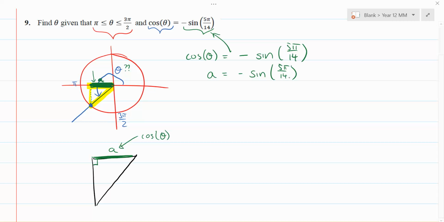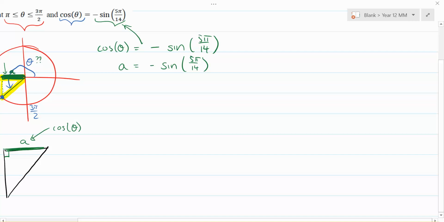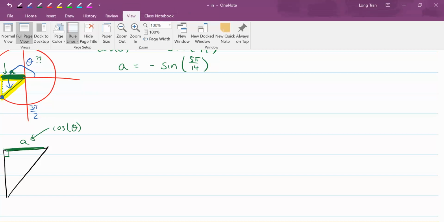The problem is, in terms of exact values, I don't know what sine of 5 pi on 14 is, and you don't really need to know. You just need to know the positioning, because remember, the goal wasn't to find A, the goal was to find theta. So here we go. Let's use what they've given us, and my goal is to replicate the problem. So what have they given me?